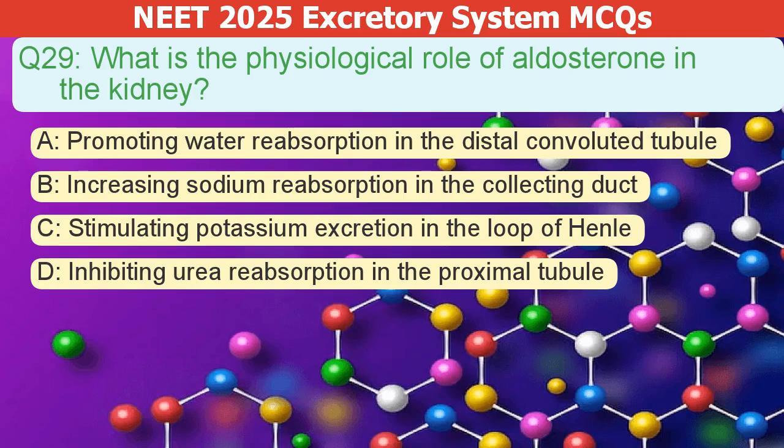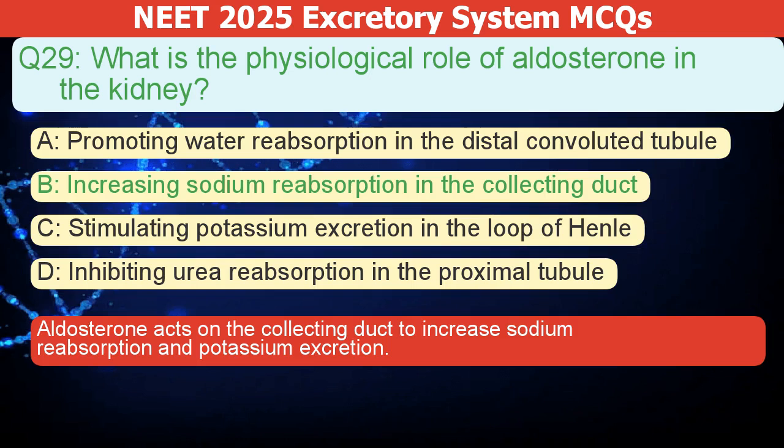What is the physiological role of aldosterone in the kidney? A. Promoting water reabsorption in the distal convoluted tubule. B. Increasing sodium reabsorption in the collecting duct. C. Stimulating potassium excretion in the loop of Henle. D. Inhibiting urea reabsorption in the proximal tubule. The correct answer is B. Aldosterone acts on the collecting duct to increase sodium reabsorption and potassium excretion.